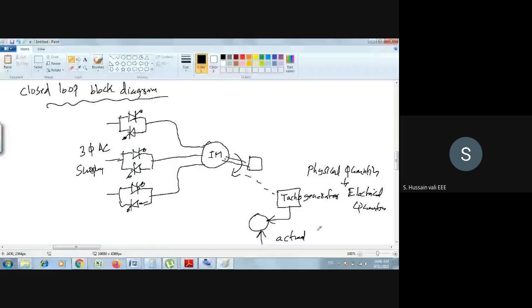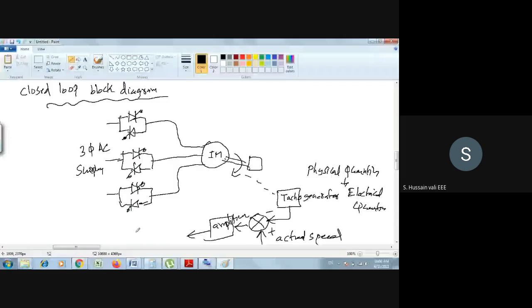The speed which you want for your induction motor, both will be compared here. Then there will be an error. Then you will have an amplifier here. The purpose of this amplifier is that it amplifies the power of the signal. The power of the error signal will be very low, so you amplify its power so that it will have a considerable value.